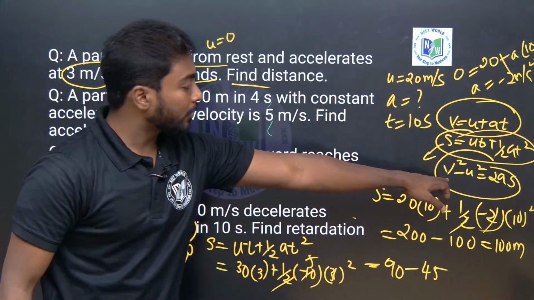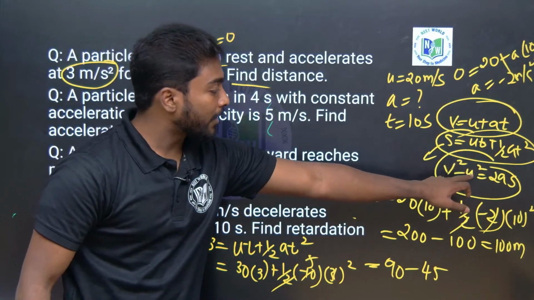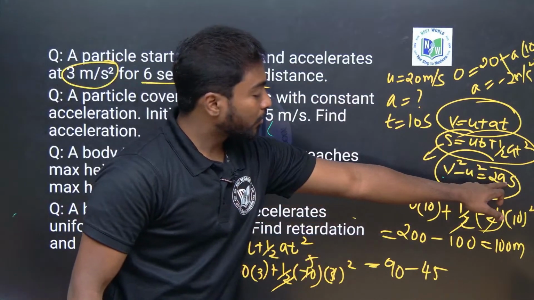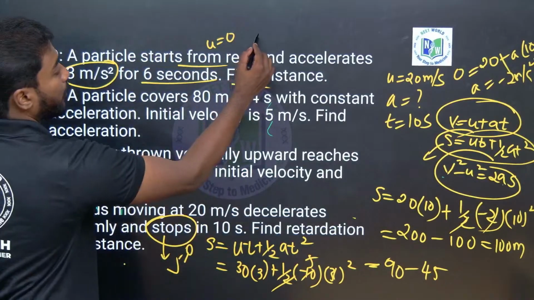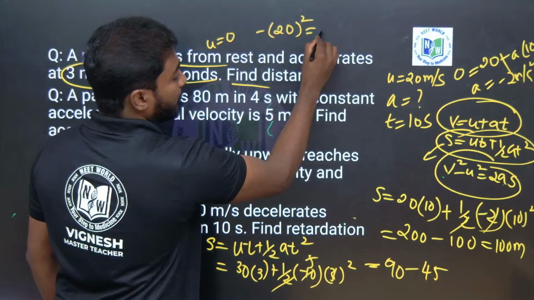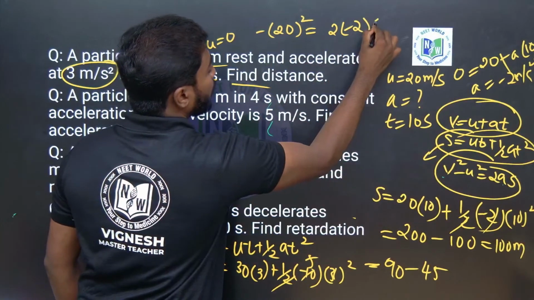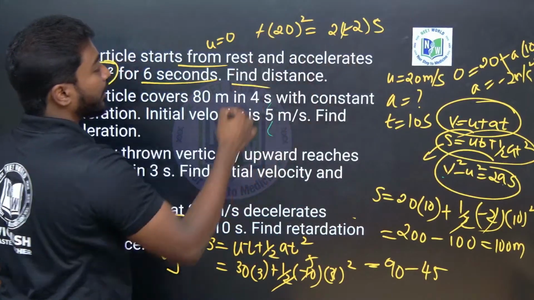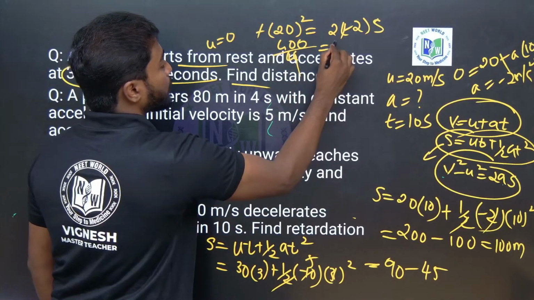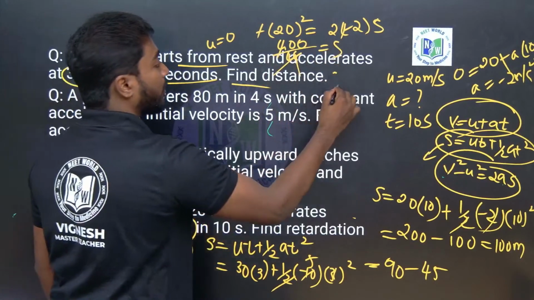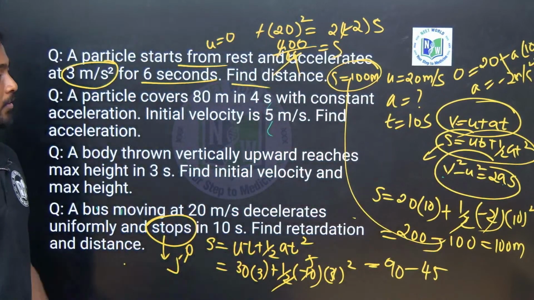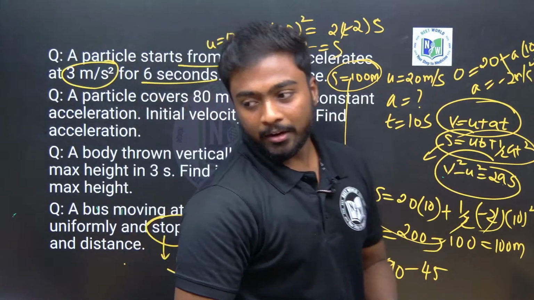Or else I can use the third equation also. v square is 0, minus u square, that is minus 20 whole square, equals 2 into minus 2 into s. So minus and minus will get cancelled. So 20 square is 400, divided by 4 equals s, so s equals 100 meters. So am I getting the same answer? Yes, whatever equation I use, I get the same answer.